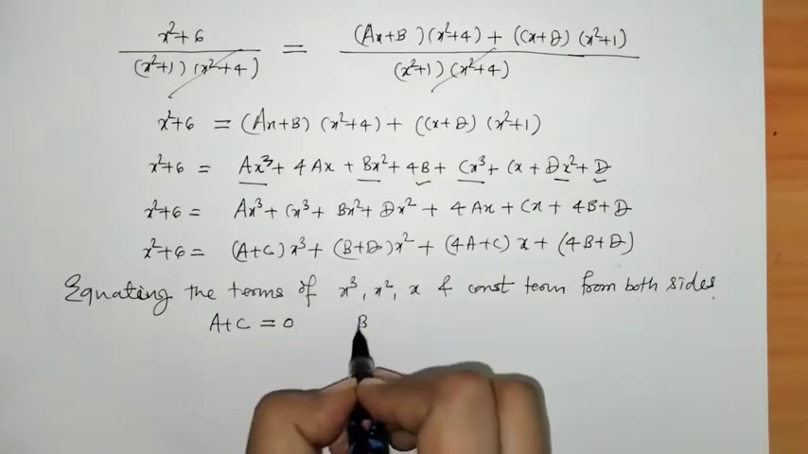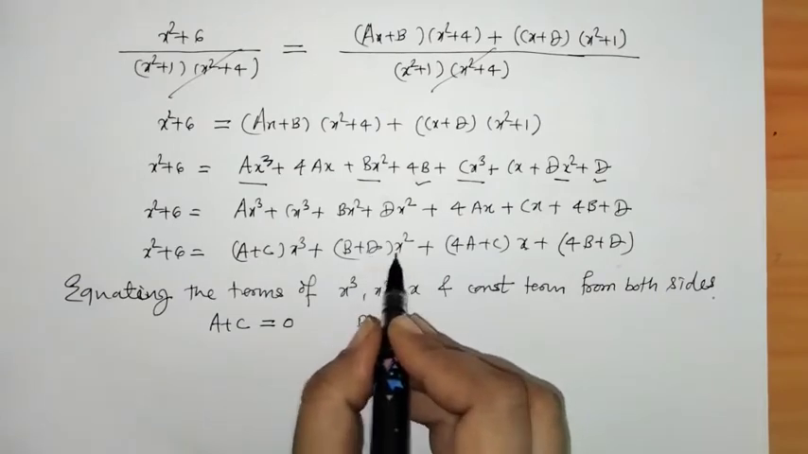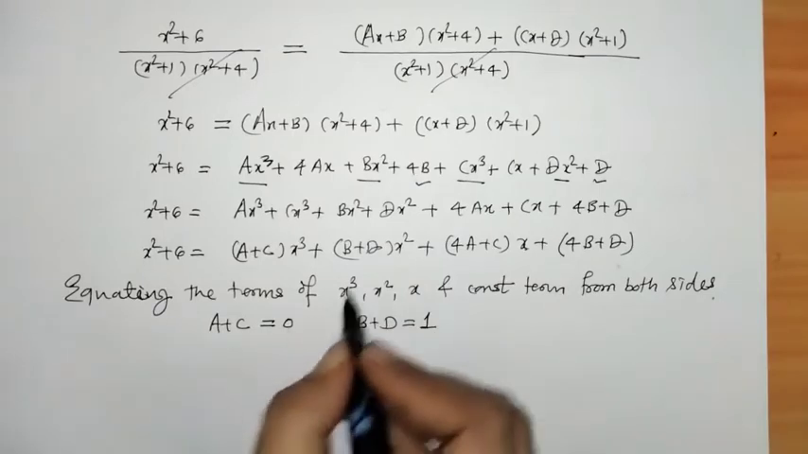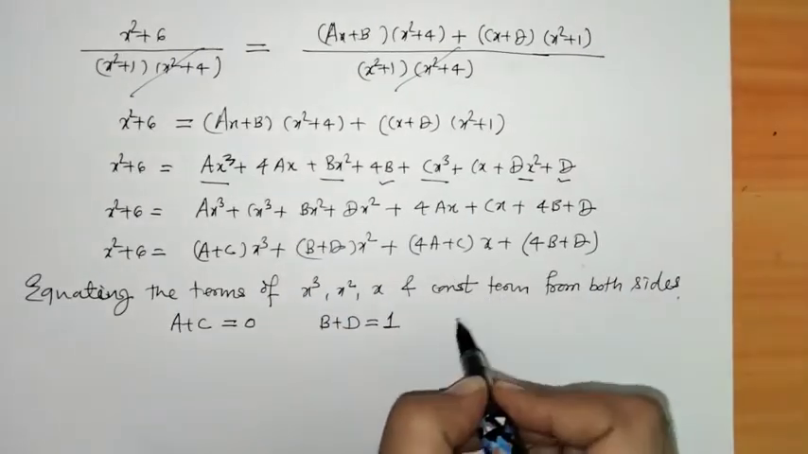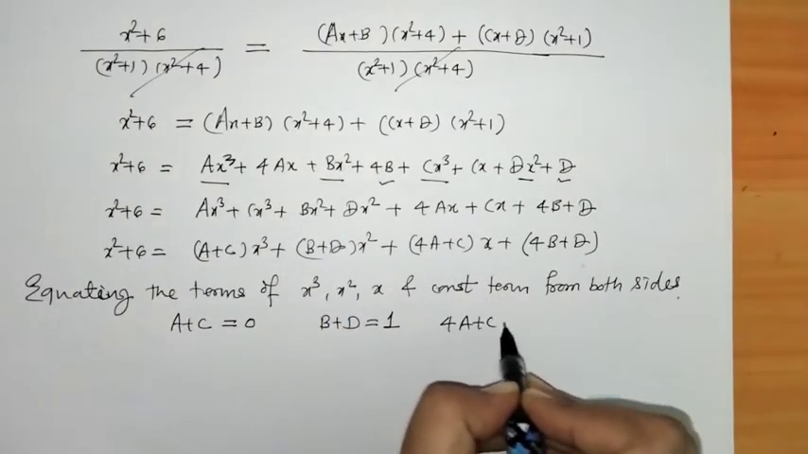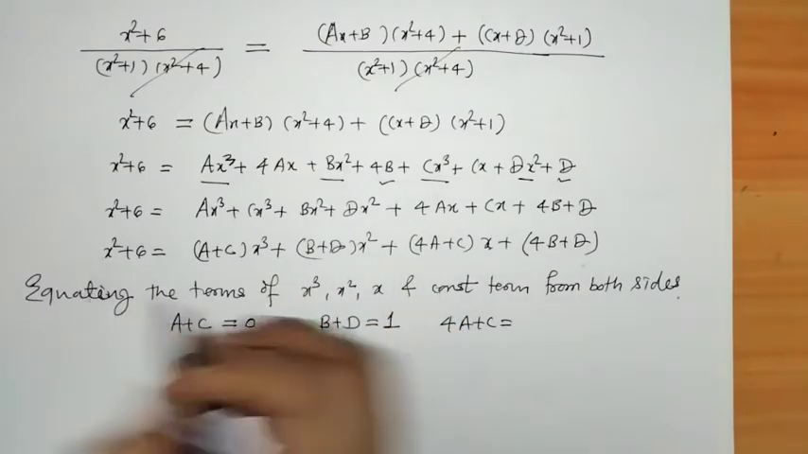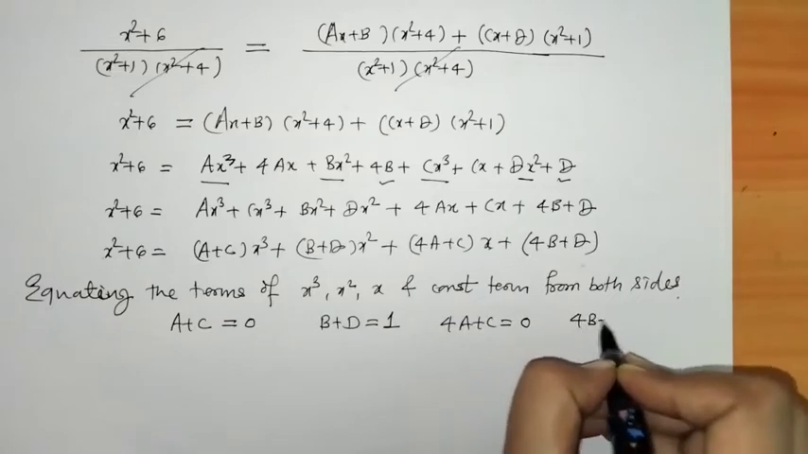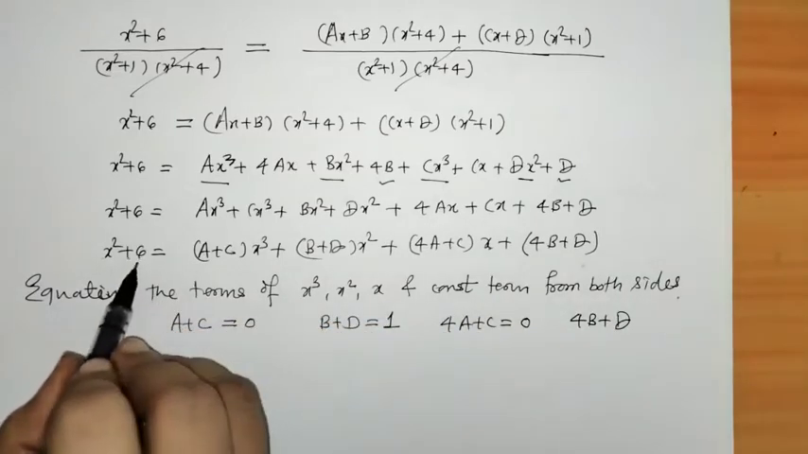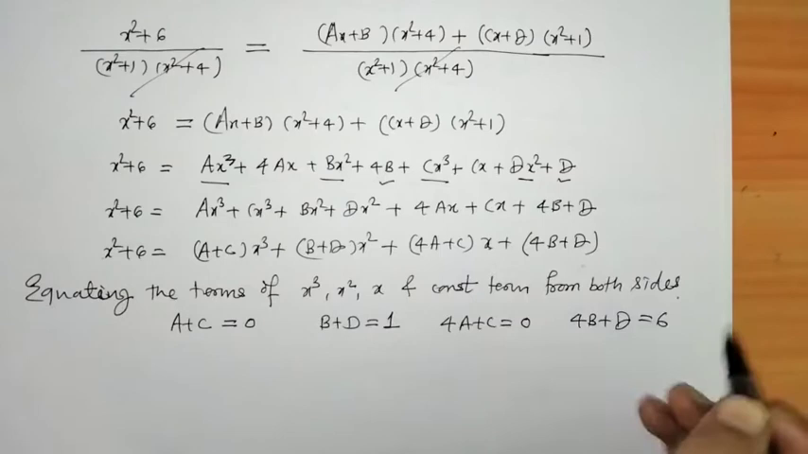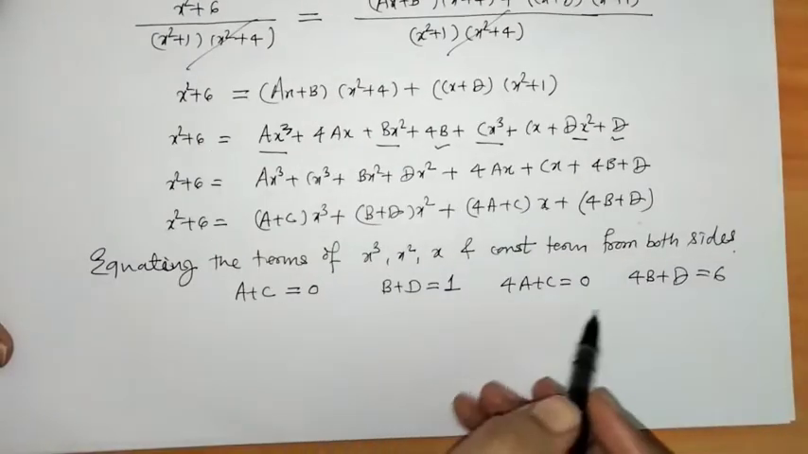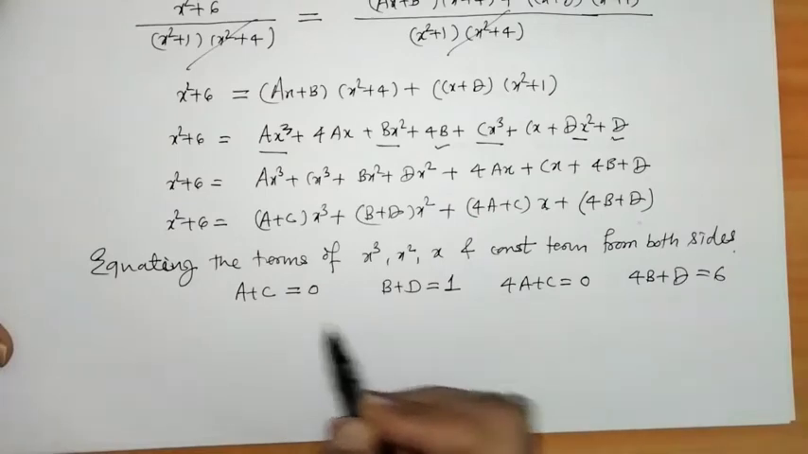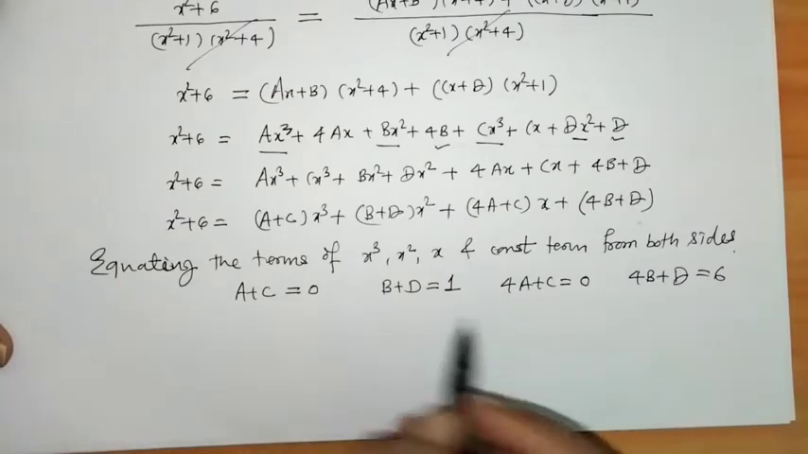Then b plus d, the terms of x square, so the coefficient here is 1. Same here, 4a plus c, no term of x on this side, so we have 0. Next, 4b plus d, and the constant term here is 6, right? So we got 4 equations having these unknowns a, b, c, d. Now we have to find the values of a, b, c, d, right?